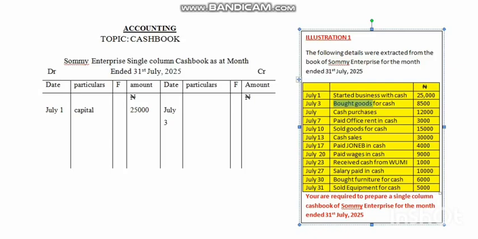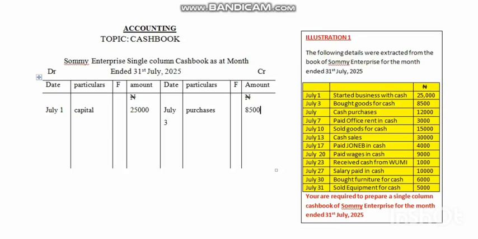For example, if the owner bought furniture, you write furniture. You're not going to write purchases. You write furniture because the thing the owner purchased was mentioned. But in this one, bought goods, there is no particular item or particular nature of the goods he bought. So that is purchases. You change it to what? Purchases. Then you write purchases here. Purchases of how much? 8,500.